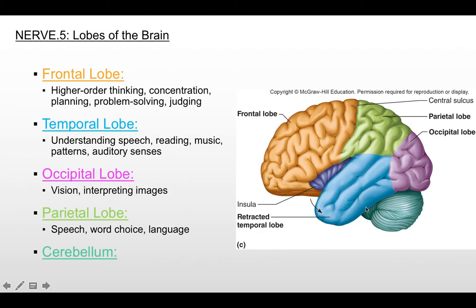That little brain, the cerebellum, is primarily for coordination and balance. So our ability to walk, our ability to perform in sports-related activities or any sort of physical activities where we need coordination or fine motor skills are going to be housed here.